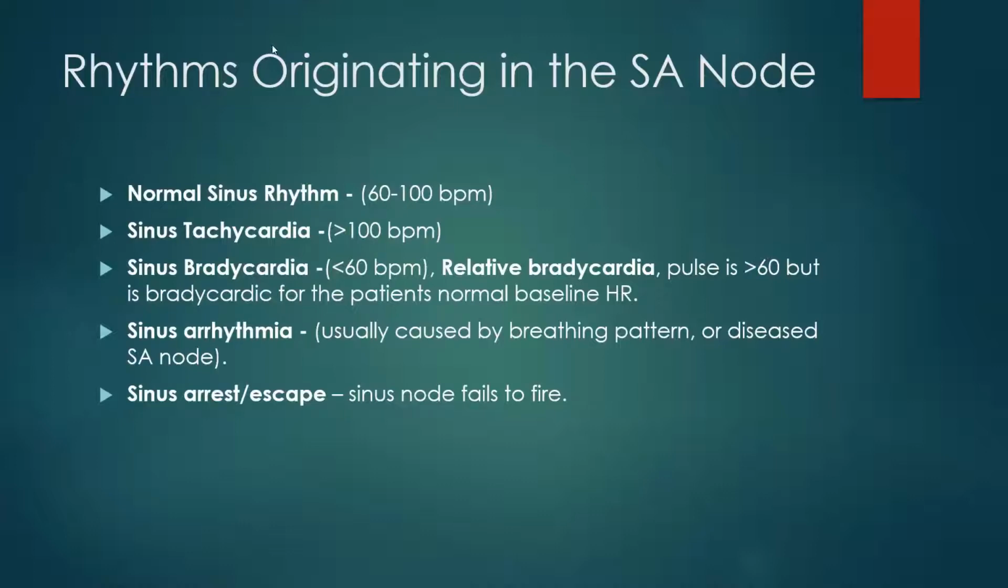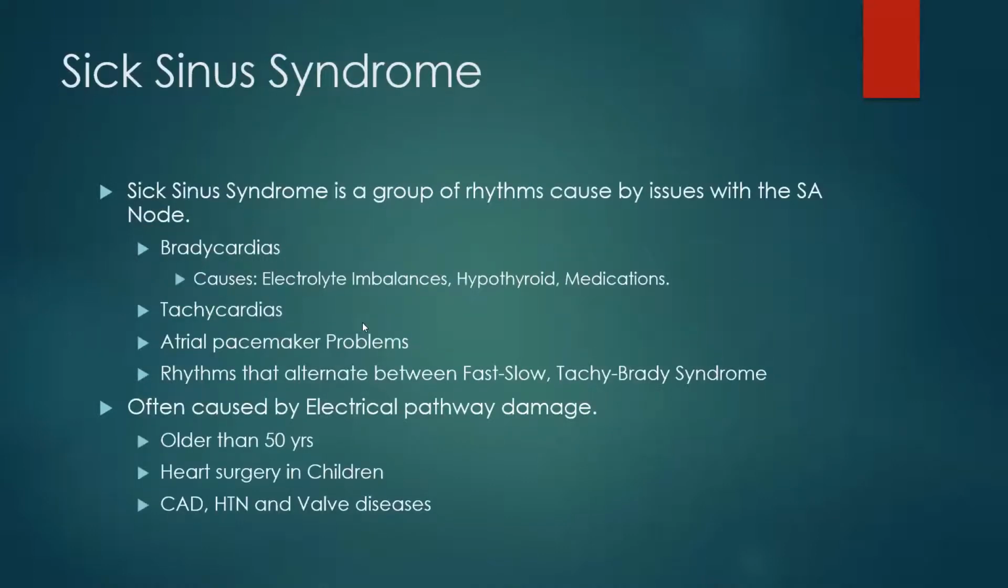So sinus bradycardia, and then we have sinus arrhythmia. Arrhythmia can be caused by a breathing pattern. It can also be a diseased SA node, and basically it looks like AFib on the monitor, but there's a discernible P wave with every QRS complex. That's the best way to describe a sinus arrhythmia. It's regular, and then you have a small period of irregularness, and that's basically just because there's a slight pause between the next firing of the P wave. You also might see different shaped P waves with it. And then a sinus arrest escape is basically just the node fails to fire.